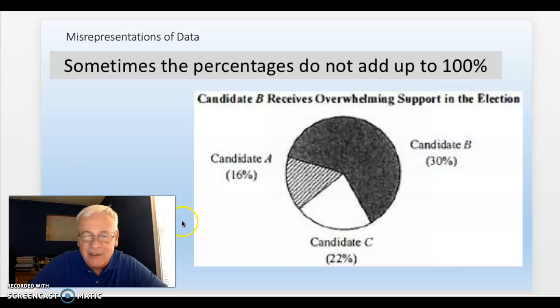Another way, you guys, is sometimes the areas here, these percentages don't add up to 100%. See this candidate B, 30%? Well, 30%, this is not 30%. Candidate B got less support than candidates C and A put together. But in this case, it looks like candidate B had more.